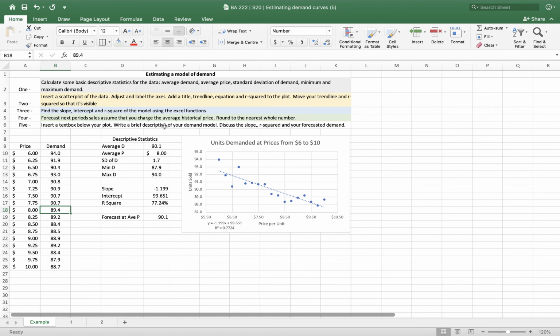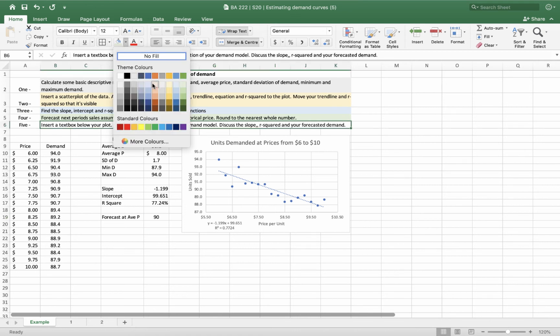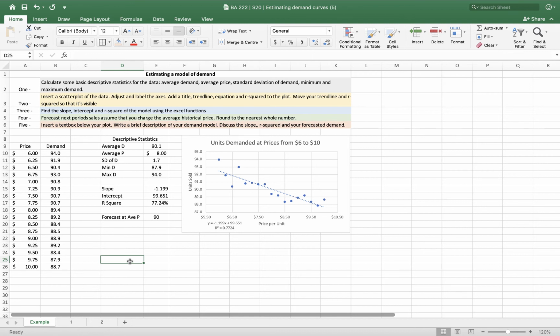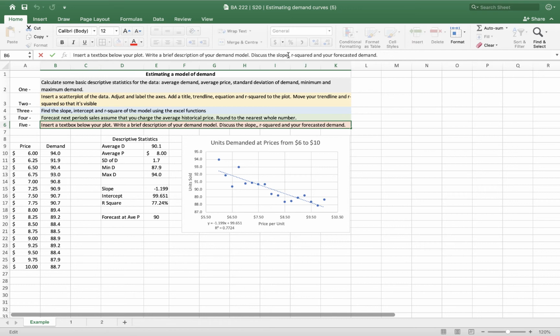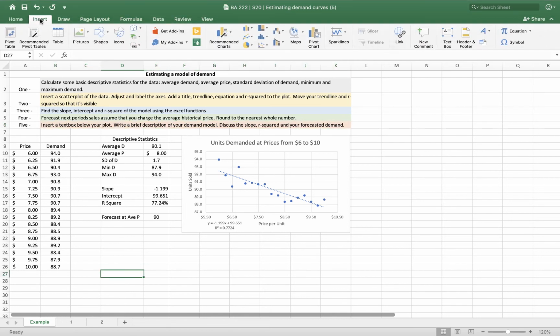So the last thing, and then my instructions say round to the nearest whole number. Let's follow the rules. Then the last thing I want to do is just to take a second and explain to ourselves what the heck did we do, right? So insert a text box below your plot, write a brief description of your model, discuss the slope, R squared, and your forecasted demand. So under insert, we're going to insert a text box, and I'm just going to use this space.